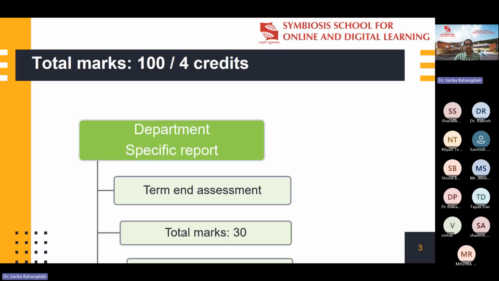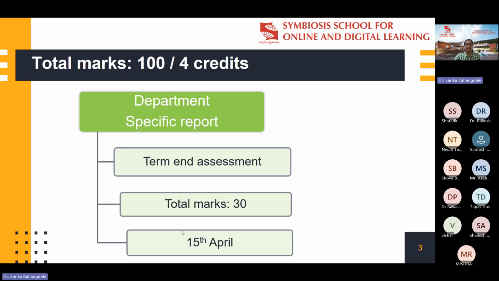As you are aware, logbook 3 is a submission of a termed examination, which we call the department specific report, and which carries 30 marks, and its submission timeline is 15th of April.